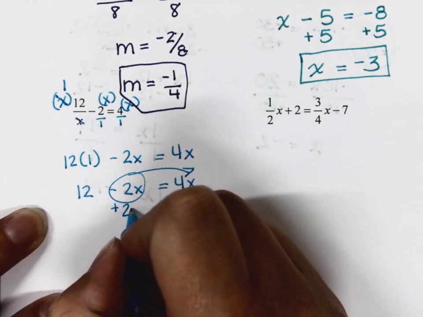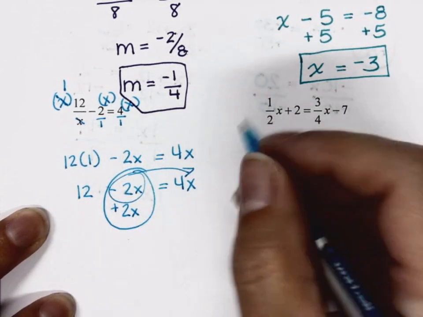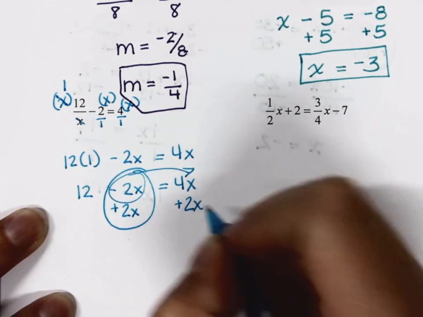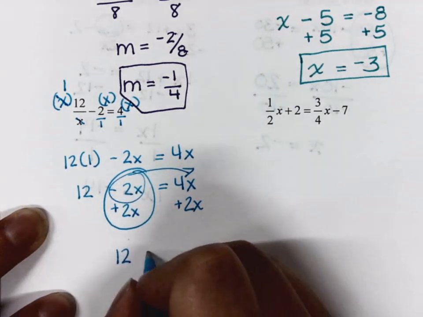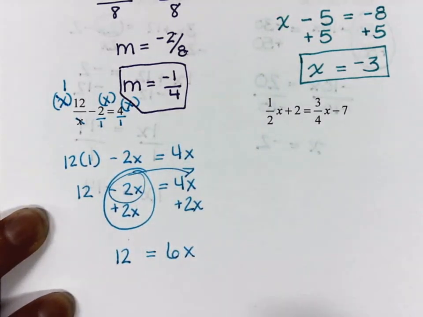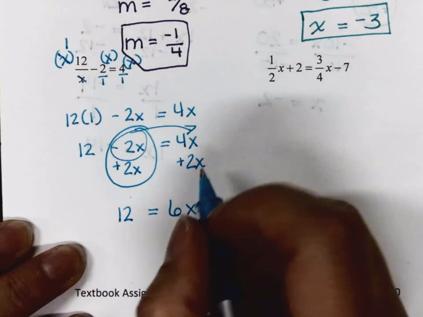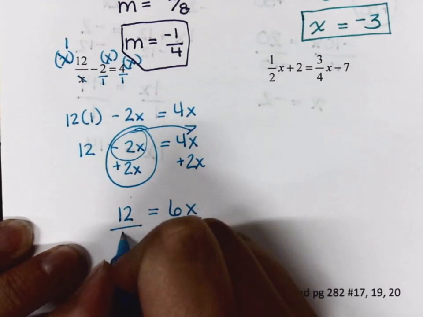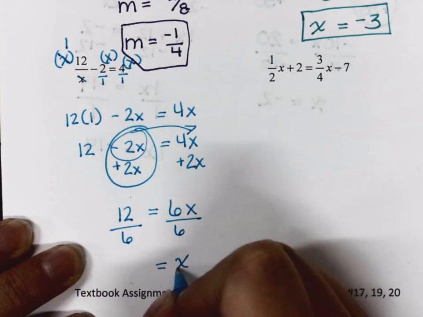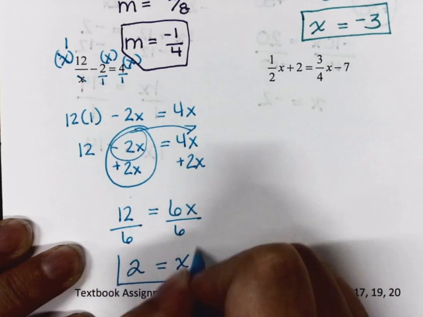So I'm going to add 2x, because that will give me 0 on this side, and I'm going to add 2x here. So I'm going to have 12 equals 6x. That's just two-step algebra. So we're going to divide out the 6 on both sides. I'm left with x equals 2.